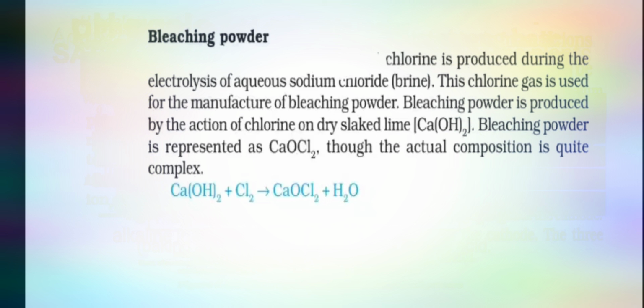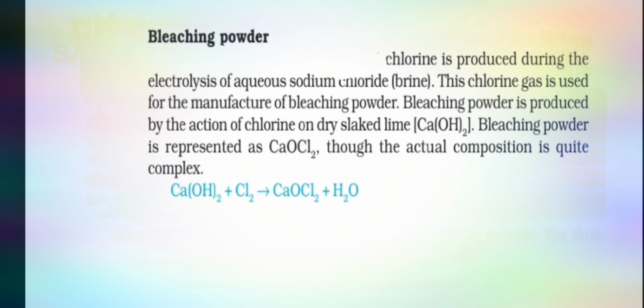Then what is bleaching powder? Chlorine is produced during the electrolysis of aqueous sodium chloride. Thus chlorine gas is used for the manufacture of bleaching powder. Bleaching powder is produced by the action of chlorine on dry slaked lime. Bleaching powder is represented as CaOCl2, though the actual composition is quite complex. Ca(OH)2 plus Cl2 gives CaOCl2 plus H2O. That is the reaction of bleaching powder formation.